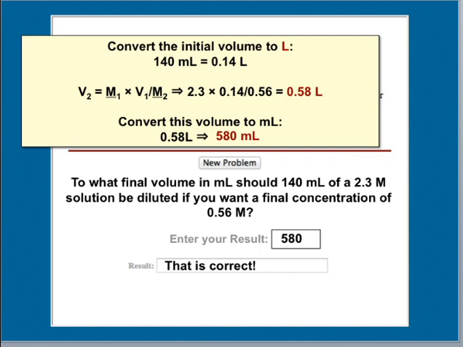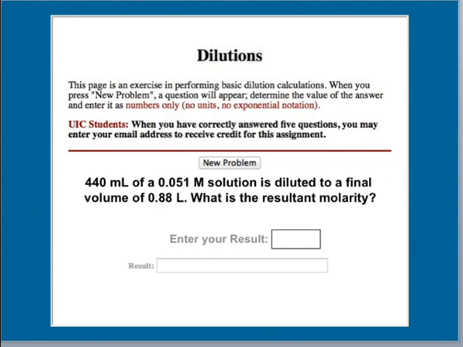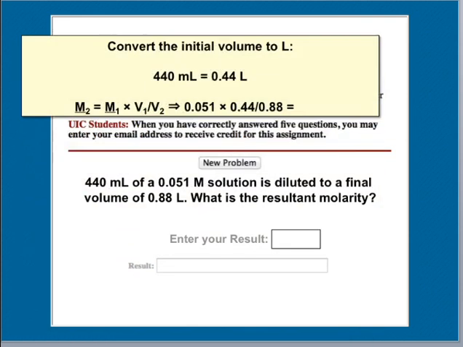Slightly different. 440 mils, 0.051 molar. This is V1, C1. Our volume here is 0.88 liters. That's V2. We're simply solving for C2. See how simple these are? C2, concentration, is our initial molarity times our initial volume divided by our final volume. There's our numbers, 0.026 molar.